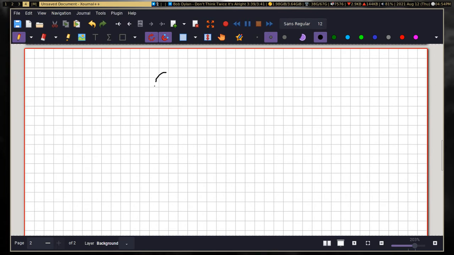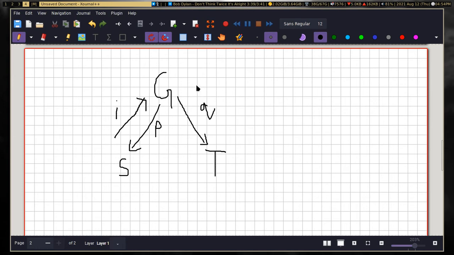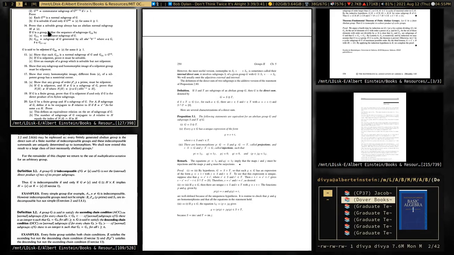So yeah, basically you have G, you have the projection P and the projection Q coming to S, T. You have the injections I and J, right? P and Q are surjective homomorphisms. I and J are injective, right? So what was the first thing?